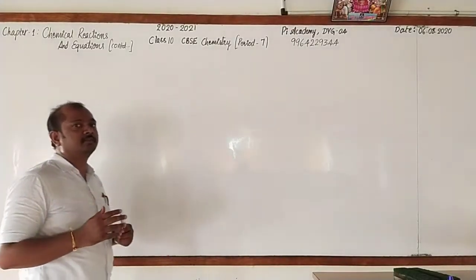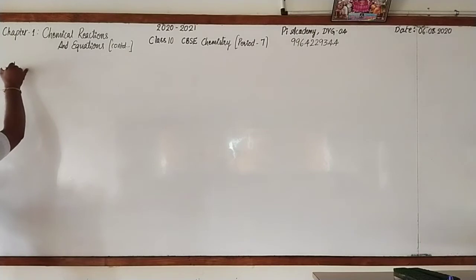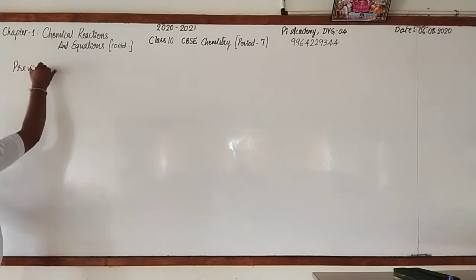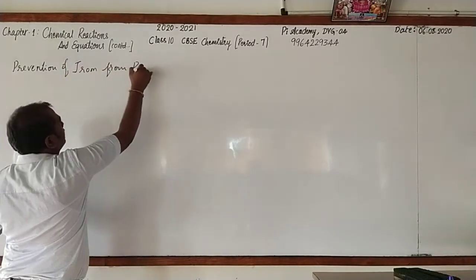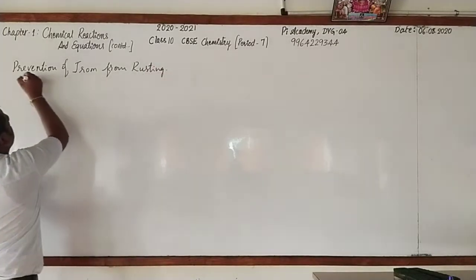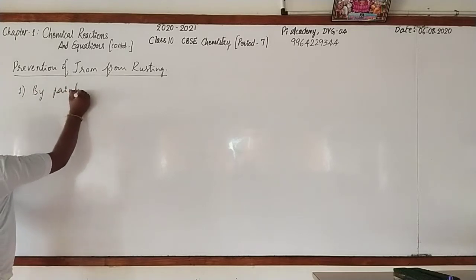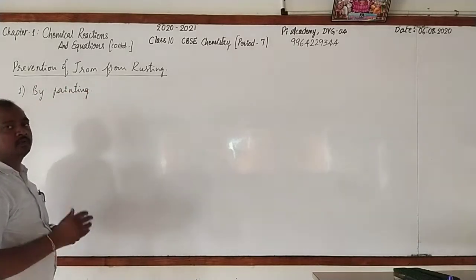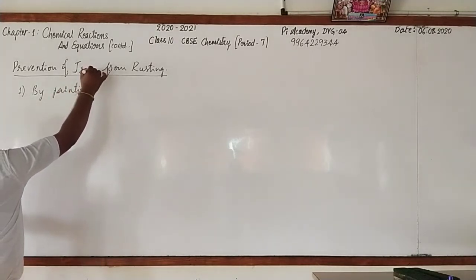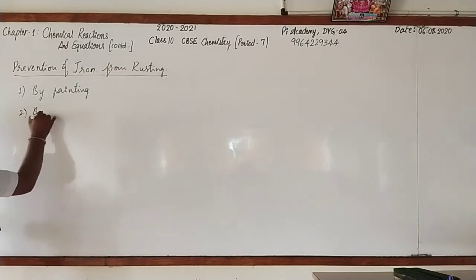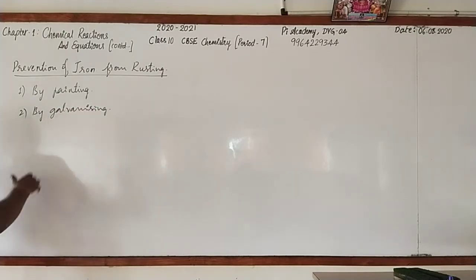Dear students, now let us come to know how to prevent iron metal from rusting. Here I write prevention of iron from rusting. Yes, the first one is by painting the metal. So you can go for preventing the iron from rusting. Next, the second one is by galvanizing. Then what are these two?